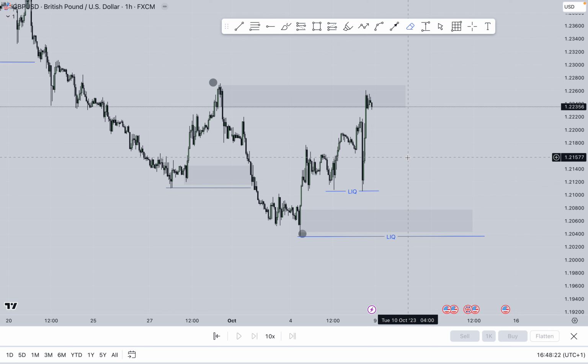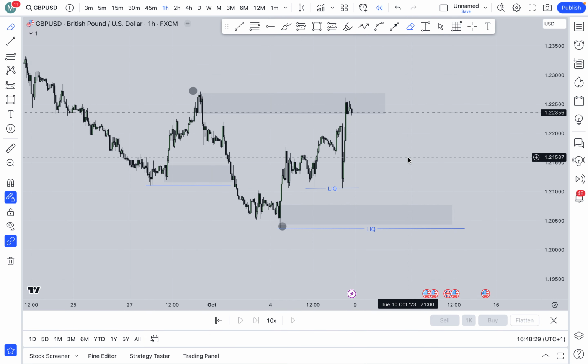So this is my own view of Great British Pound USD. And done with that one. So we're done with that one. So we go straight to Euro USD.